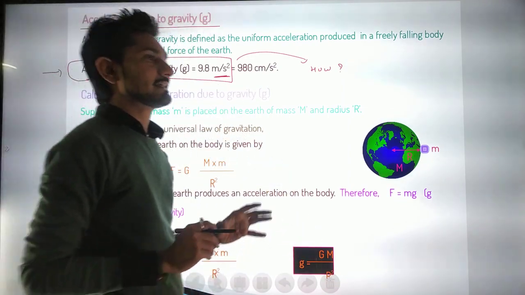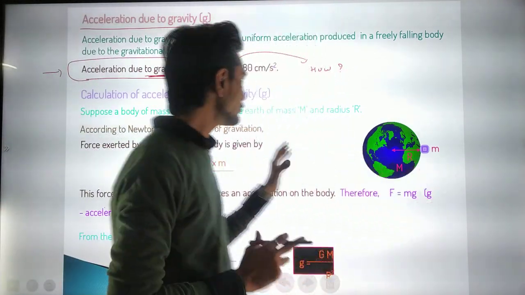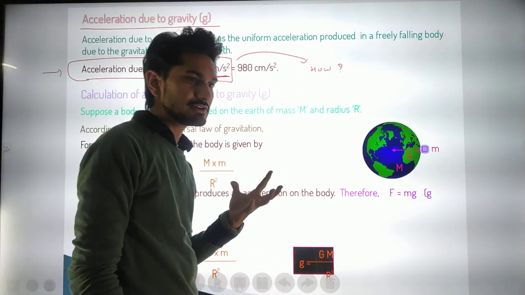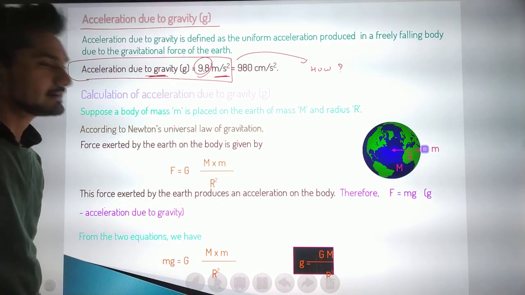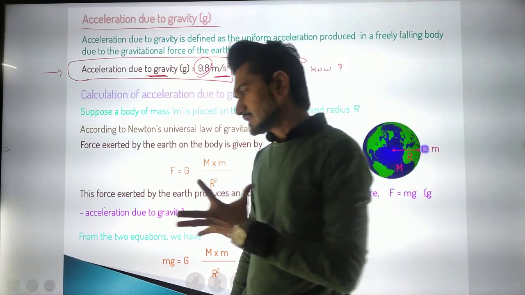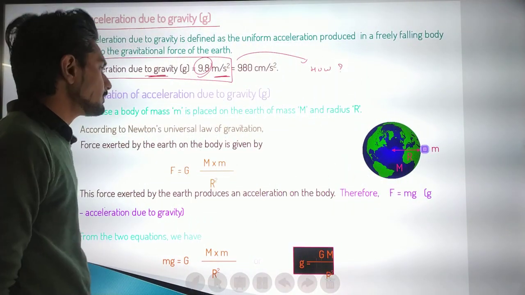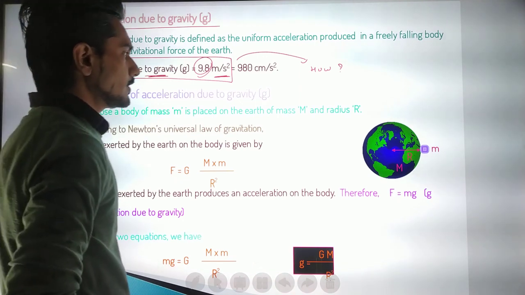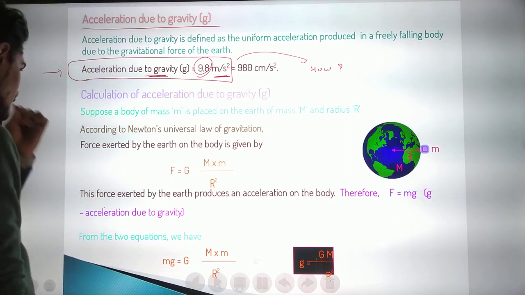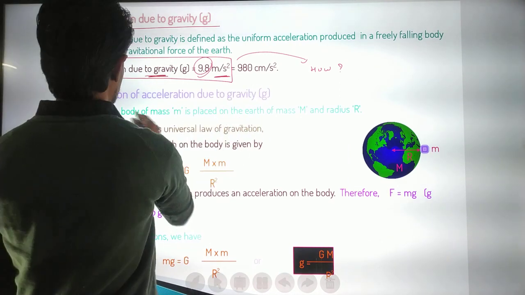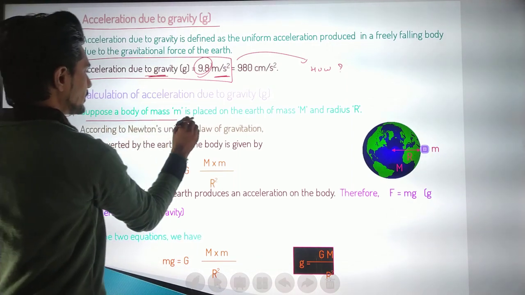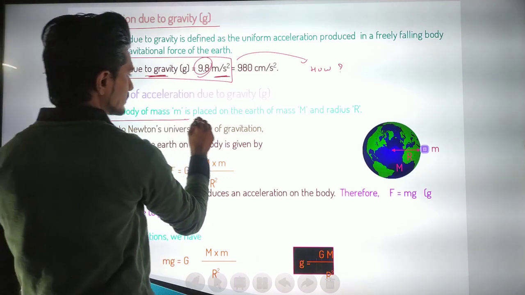Okay, so now we are going deeper, we have to prove this value 9.8 meter per second square, how this value comes from. So for that we are doing a calculation, that why and how this value came. Okay, so first thing, suppose a body of mass m is placed on the earth of mass capital M and radius r. Suppose a body of mass m is placed on the earth.